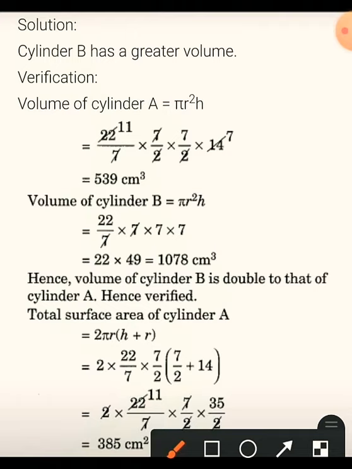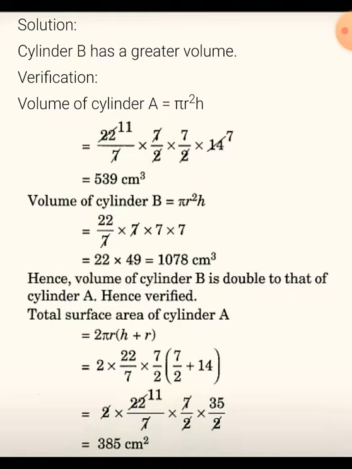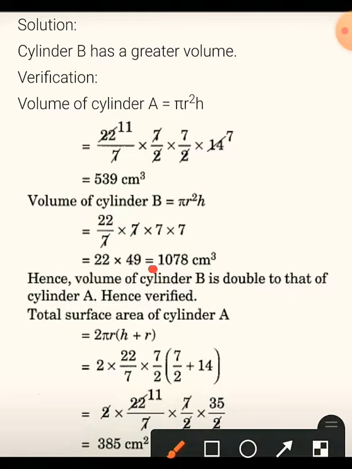So this was the first part. The final statement we have to write: hence the volume of cylinder B is double that of the volume of cylinder A. So the volume we got for B is double of this 539. So the volume of cylinder B is double that of the volume of cylinder A. Hence verified. So our guess that B is having greater volume is correct.